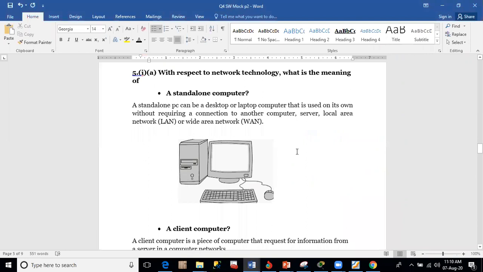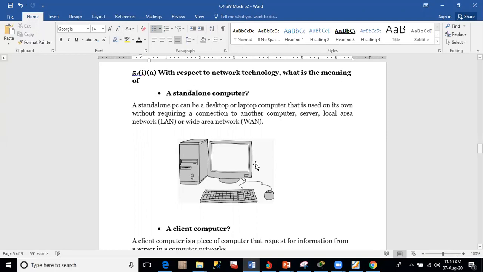Question 5, 1A, with respect to network technology. What is the meaning of a standalone computer? A standalone PC can be a desktop or laptop computer that is used on its own without requiring connection to another computer, server, local area network, or a wide area network.